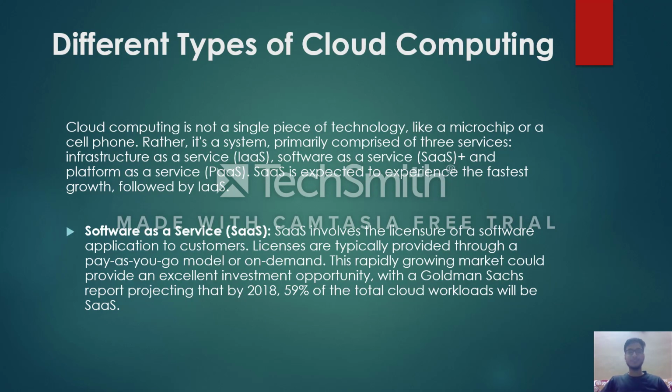Different types of cloud computing. Cloud computing is not a single piece of technology, just like a microchip or a cell phone. Rather, it's a system primarily composed of three services: software as a service, infrastructure as a service, and platform as a service. First, what exactly is software as a service?